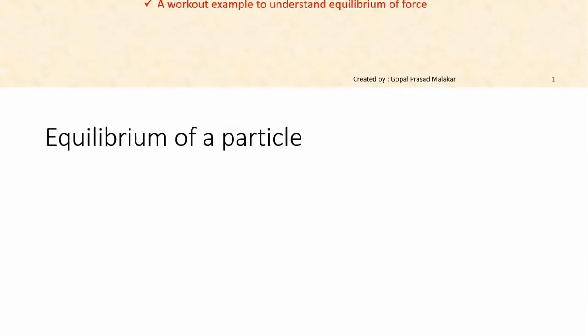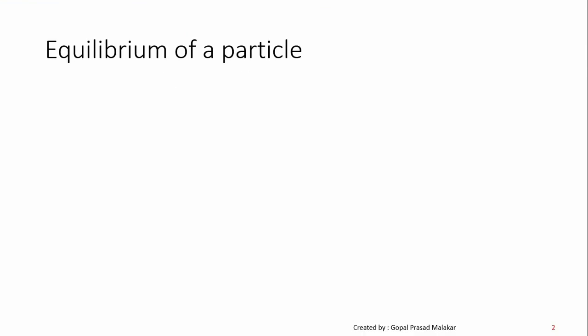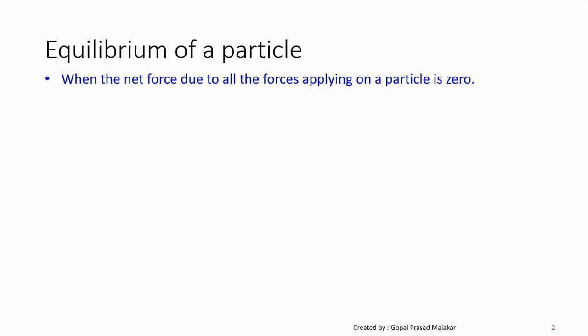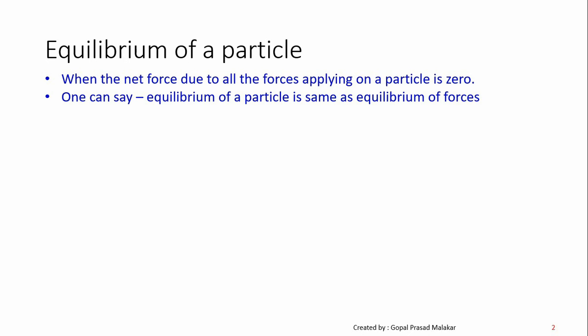So let's get going. Let's first understand what is equilibrium of a particle. Equilibrium of a particle means when the net force due to all the forces applying on a particle is zero, we call it equilibrium of a particle. So here there are multiple forces, but the net force is zero. Essentially all the forces are cancelling each other. So one can say equilibrium of a particle is the same as equilibrium of forces.